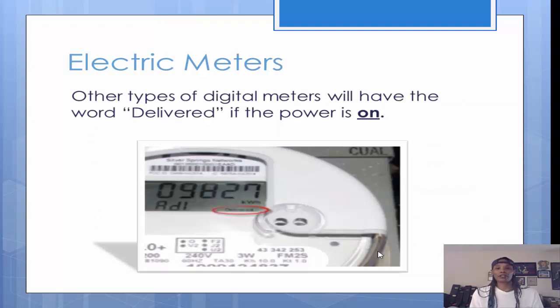Another type of digital meter that you may run across may have words on it, like delivered. If you run across this kind of meter here, that's an indication that the power is actually on. So these are all little tidbits that you can use, because you will run into different electric meters and you need to know how to determine if a meter is actually on or off.